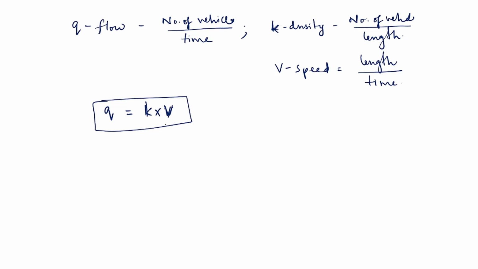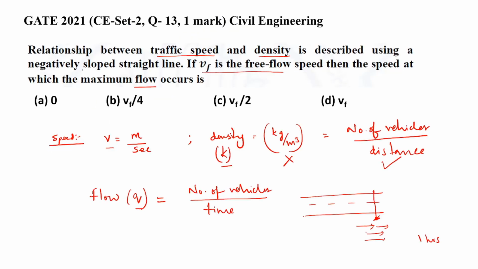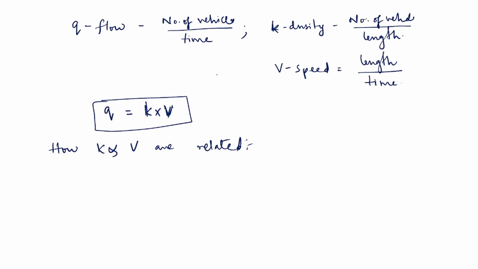Now we came to know all these three. Now how are K and V related? That's given in the question. If you read, this is V, this is K. They are related using a negatively sloped straight line.